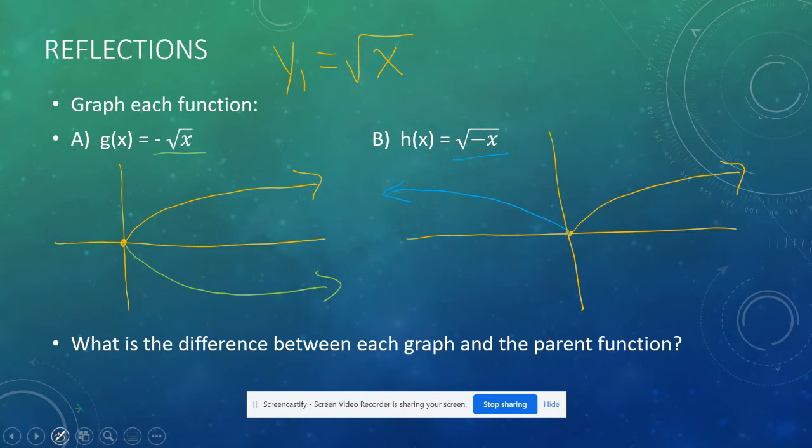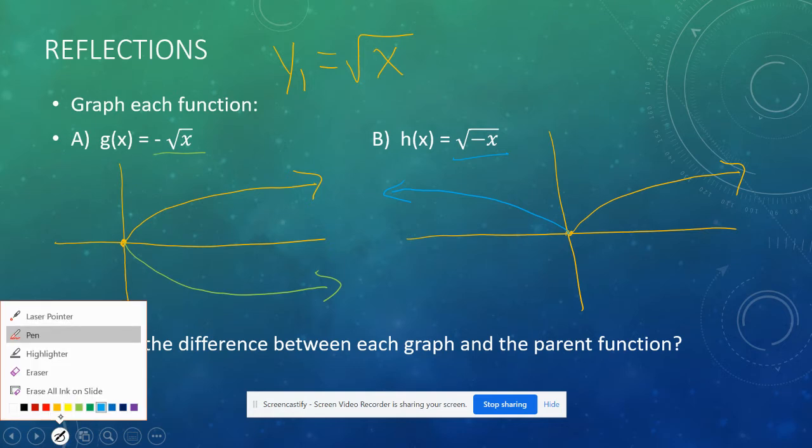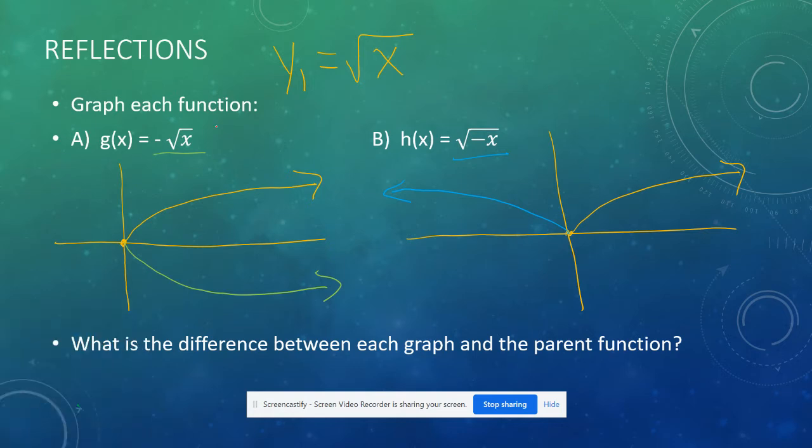So if we had to put into words what it is that's happening, I might say for A, the y values are changing signs because we went from positive y to the graph now being negative y.